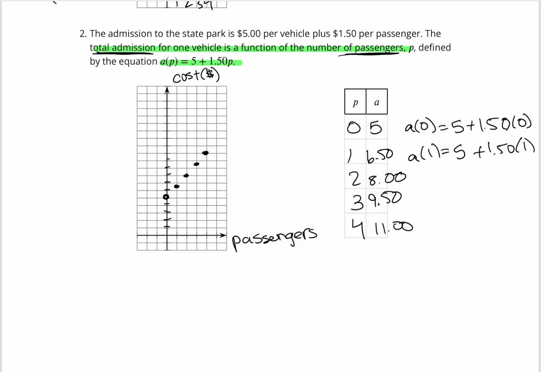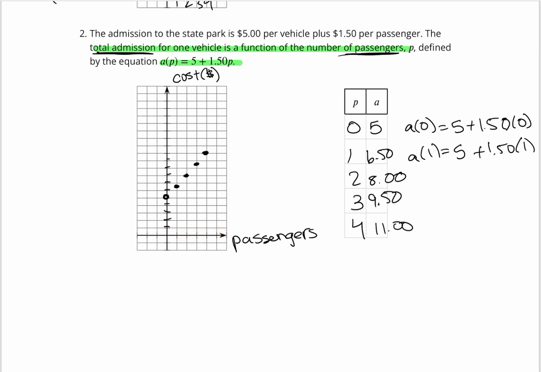All right, so the last thing I need to do is discuss, should I connect my points? Would it make sense to connect them, or should I keep them as just points? Again, you want to consider your input. Does it make sense to have a partial passenger? No, it does not make sense. I cannot have numbers in between whole numbers here.